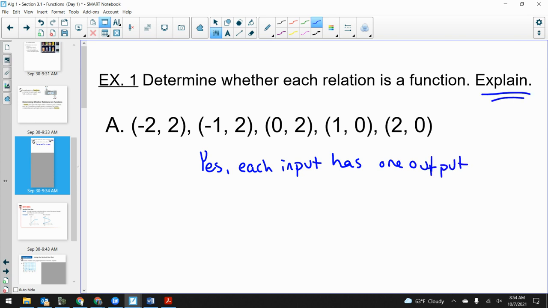And again, it's going to be important to explain your answer. A lot of the problems on your homework are simple yes or no questions, but it says to explain. I will not give you credit if you do not explain.